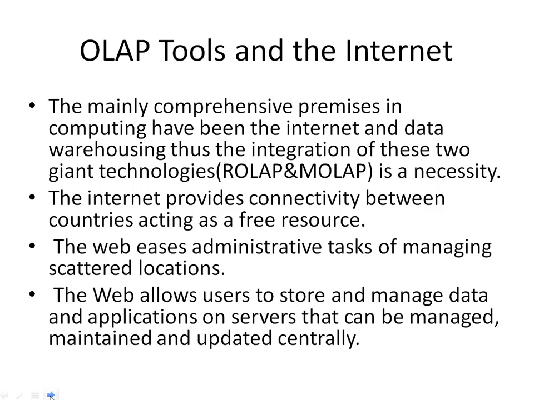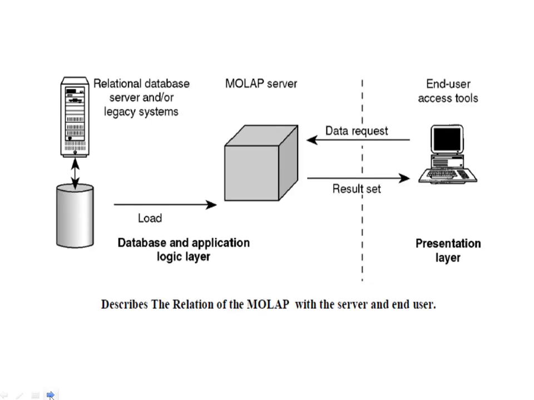OLAP tools and the internet are mainly compared in terms of premises and computing, with the internet and data warehousing. Thus, the integration of these two technologies is a necessity. The internet provides connectivity between countries, acting as a resource, and the web eases the administrative task of managing scattered locations. The web allows the user to store and manage the data and the applications on servers that can be managed, maintained, and updated centrally.